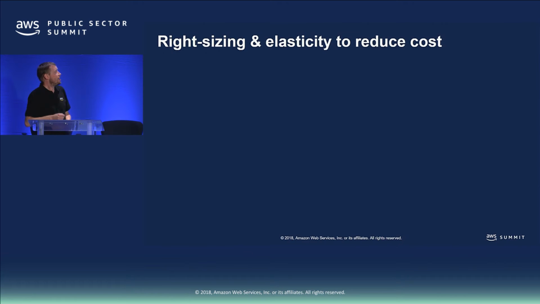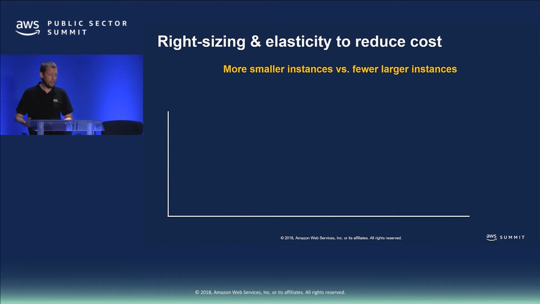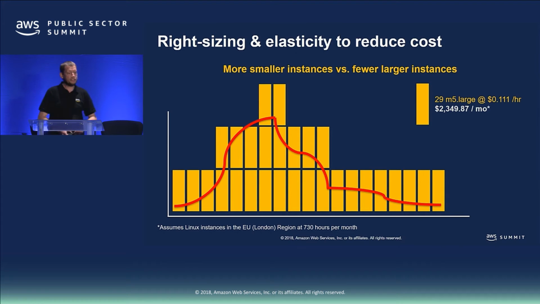When we look at right size and elasticity to reduce cost, more smaller instances versus fewer larger instances to deliver the same workload can be pretty beneficial. So if we look at this, it's a typical usage pattern over a period of time. It doesn't really matter what that time is. And what we'll say is that we meet that workload by, in this case, deploying 29 M5 large instance hours. So for the first 3 hours, we've got one server. Then the demand goes up such that we need a second server. And then after about 6 hours, it goes up, so we need 3 servers.